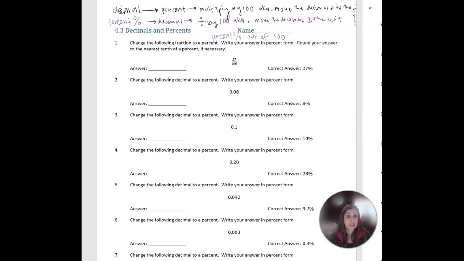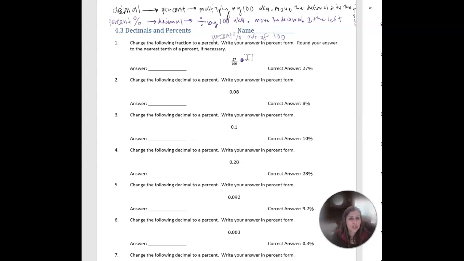Okay, so let's look at number 1. 27 out of 100. This is already set up for you. It's already set up as a percent. 27 is the percent out of 100. But if you're not sure, you can use your calculator. 27 divided by 100. What is that going to do? It's going to move the decimal 2 places to the left. So if we were to convert this to a decimal, we would have 0.27.